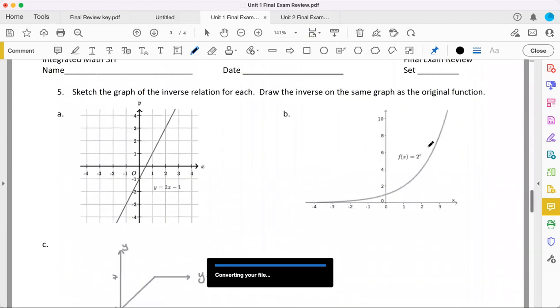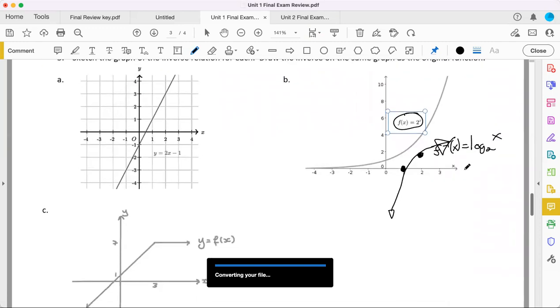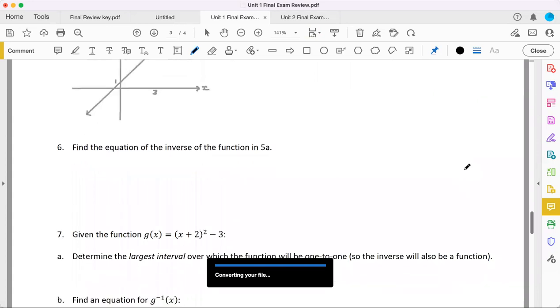You saw in 1.3 that exponentials are chill and they have an inverse where it's just the log to that base. So just switch the points around. Can't really do too much with this. Kind of goes like that. Did my best, log 2 of x. There you go.